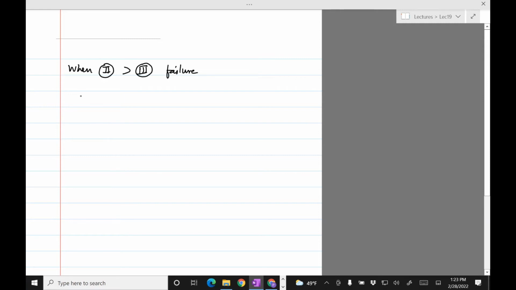So that comes out to be sigma 1 minus sigma 2 squared plus sigma 2 minus sigma 3 squared plus sigma 3 minus sigma 1 squared, divided by 2.